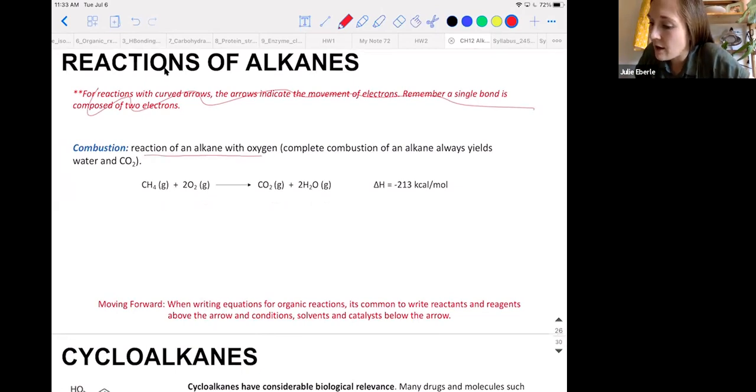Combustion. This is the reaction of an alkane with oxygen. An alkane is a hydrocarbon, carbon-hydrogen only, so it could be so many different things. It could be methane, ethane, propane, butane, anything. Reacting with oxygen, the complete combustion of an alkane always yields 2 things, carbon dioxide and water. And it is always exothermic. You remember that word, exothermic? Negative delta H, exothermic, meaning it releases energy. If you watch a combustion reaction, you're going to see fire or an explosion, right? And common sense tells you heat is being released.